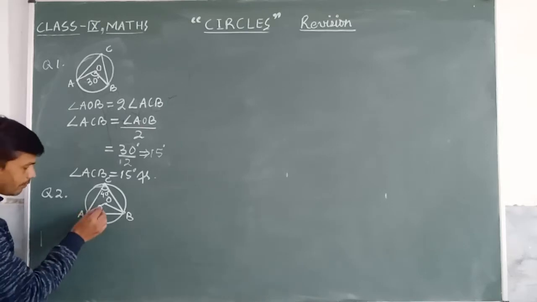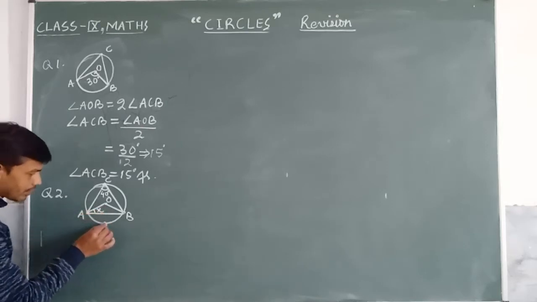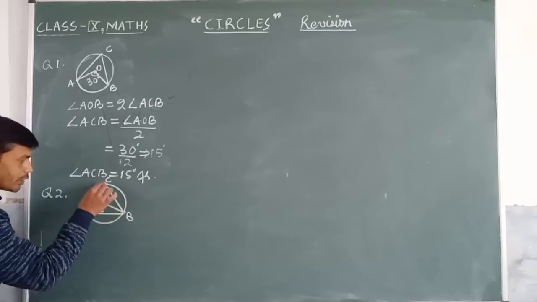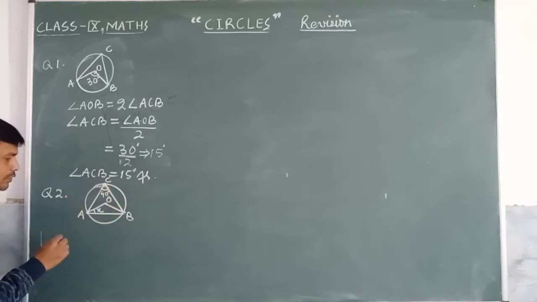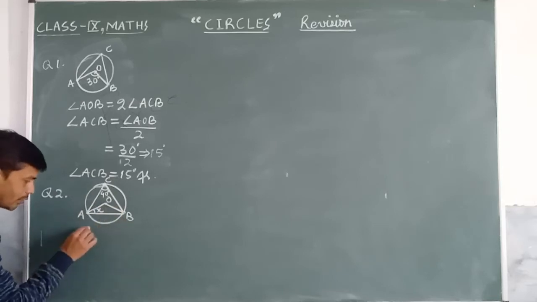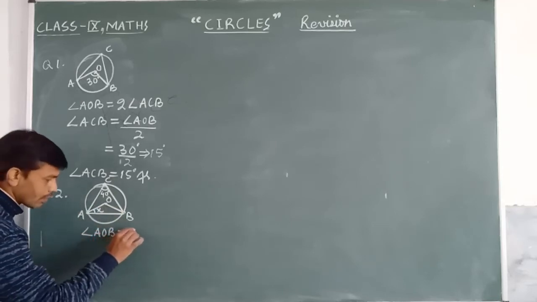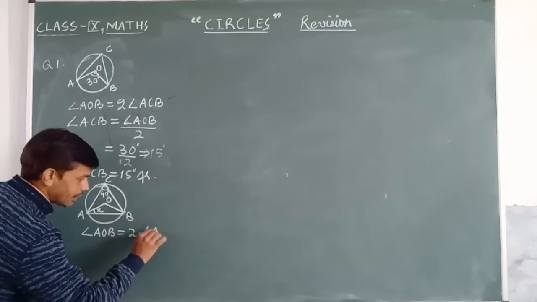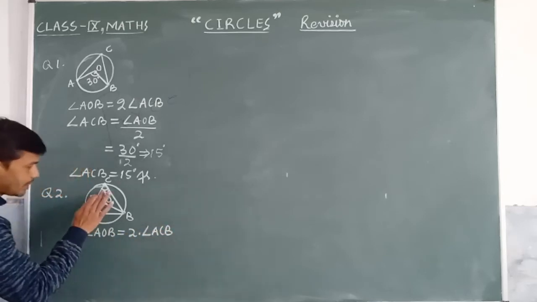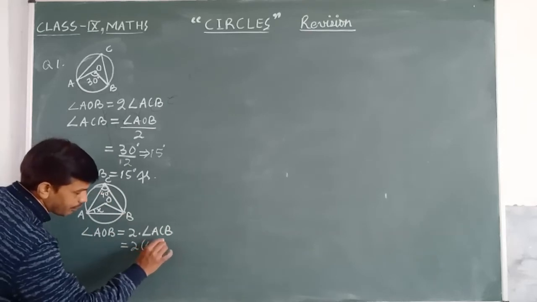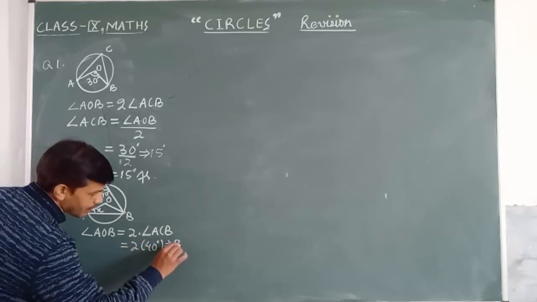On using theorem, we get to know that angle subtended by AB at center is double of the angle subtended by it at point C on the remaining part of circle. So this angle AOB we have double of angle ACB, where ACB is 40 degree. So it is 2 times 40 degree. So it becomes 80 degree.